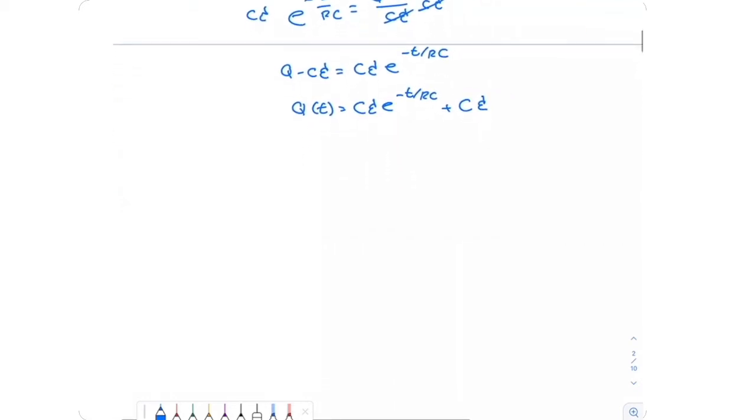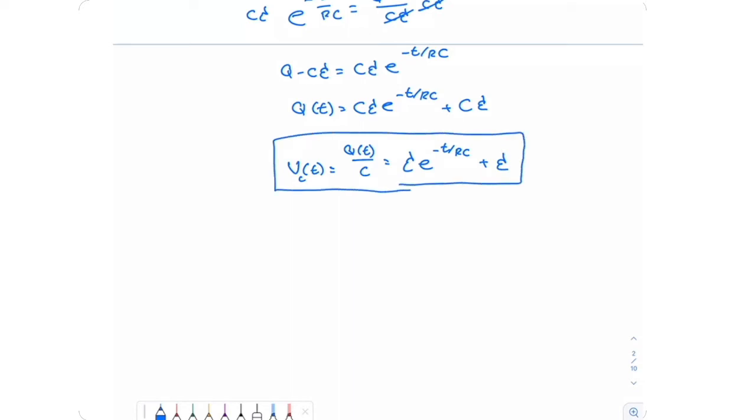Okay, so here's my expression for the charge as a function of time. Or if I like, the voltage across the capacitor as a function of time is just Q over C. So I can write that as E times e to the minus t over RC plus E. Okay, so let's look at this expression for the voltage across the capacitor.